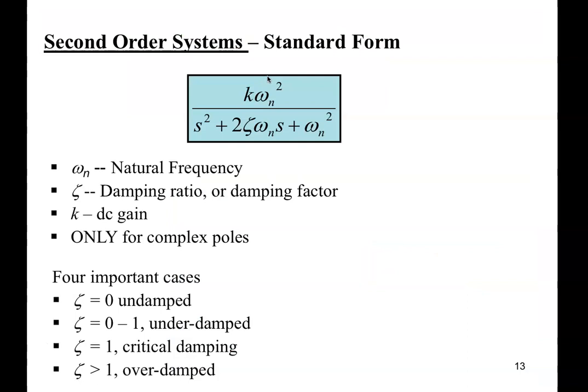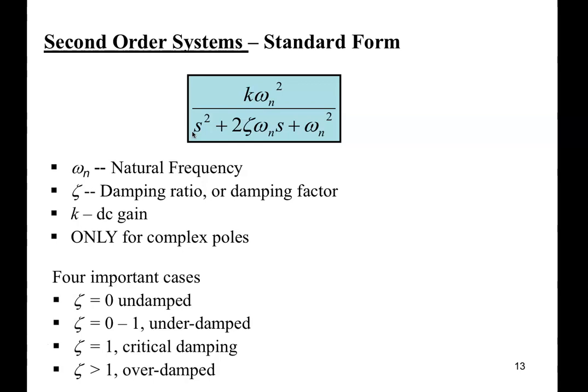Second order system is a little bit trickier, in that we will have a standard format like this, where the coefficient of s squared in the denominator will be 1. If your second order system is not given in that format, then you have to make sure the coefficient of s squared is 1.